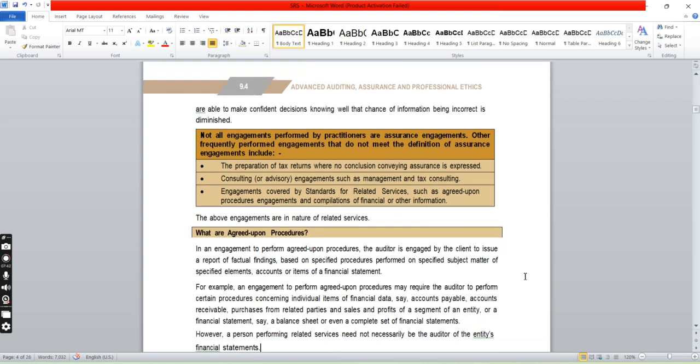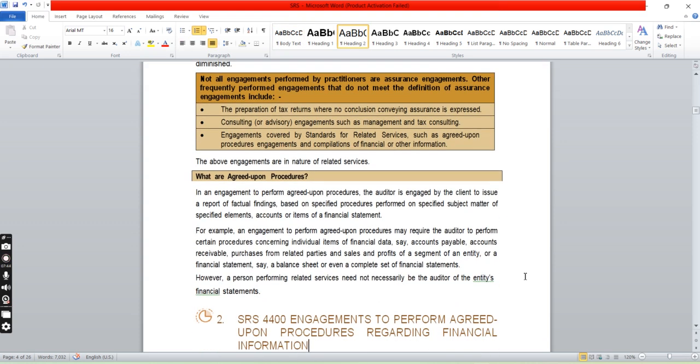Now, what will be the agreed upon procedures? An engagement to perform agreed upon procedures is one where the auditor is engaged by the client to issue a report of factual findings, based on specified procedures performed on a specified subject matter or specified elements, accounts or items of financial statement. So what is AUP? AUP is the agreed upon procedures engagement.